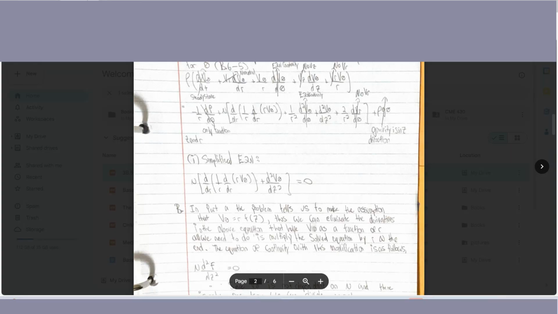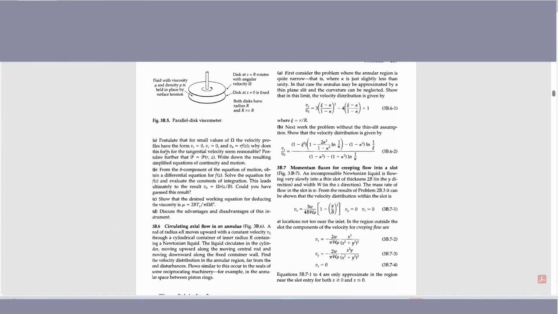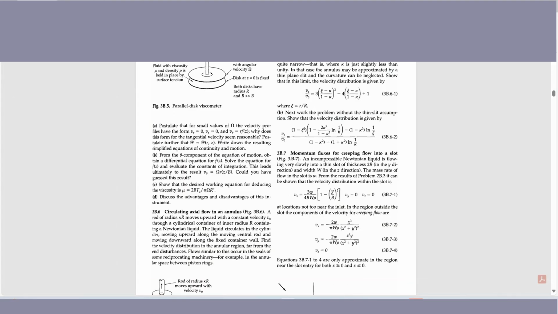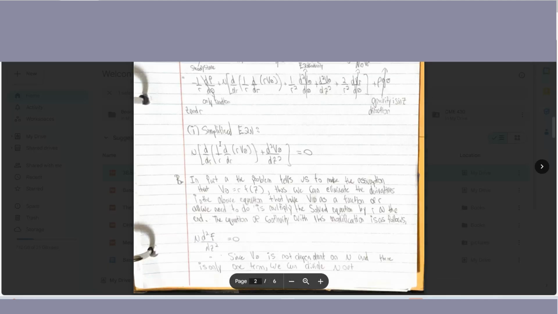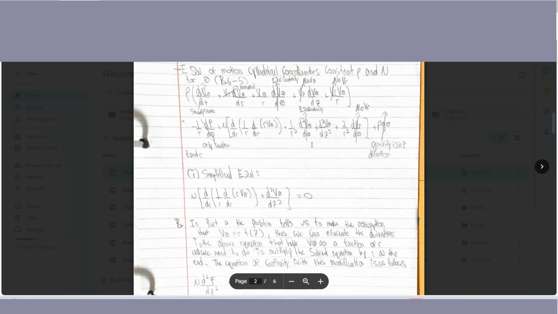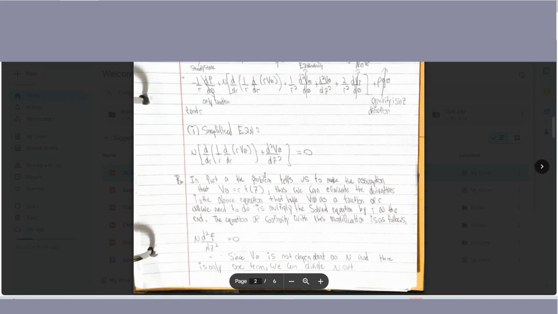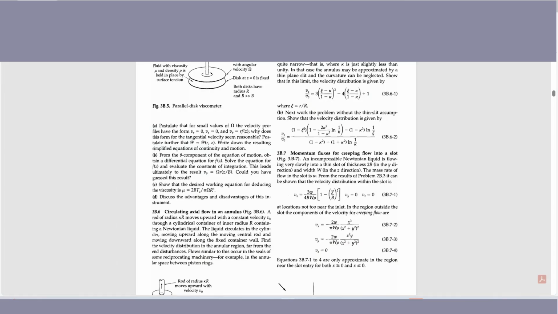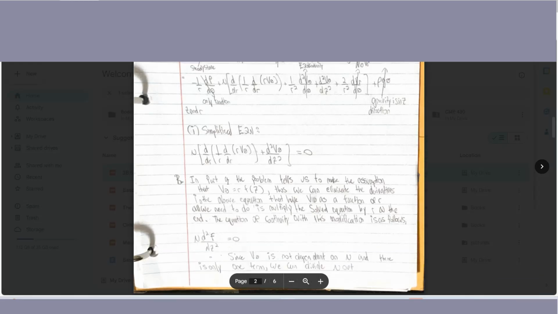And I think that's it for part A then. All right, so from the theta components of the equation of motion, obtain a differential equation for f of z, solve the equation for f of z, and evaluate the constants of integration. So eliminating all these terms, we get this. And from the previous part A, we see that v theta equals r f of z, and so v theta divided by r equals f of z.